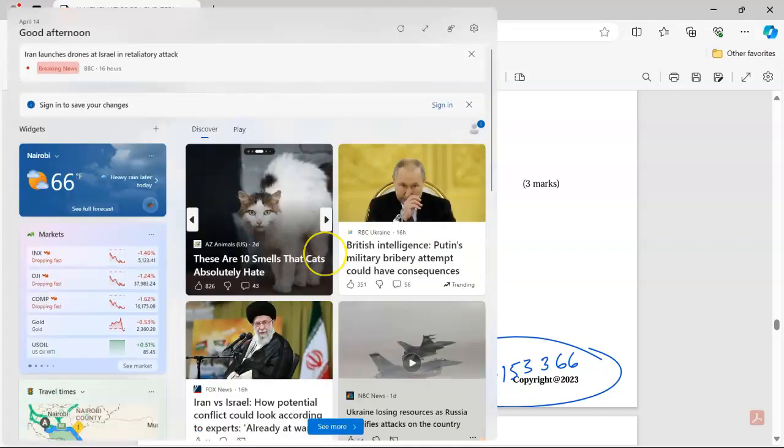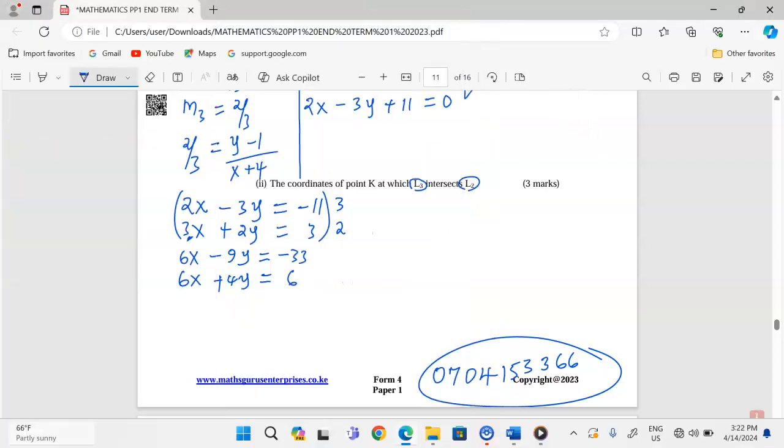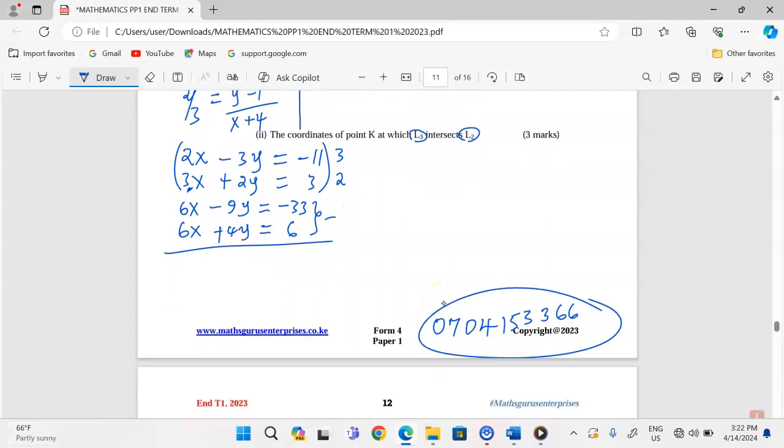So we are talking of subtraction now. We're going to subtract the corresponding terms downwards. I can start with 6x minus 6x, which becomes 0. -9y minus 4y becomes -13y. This is equivalent to -39. So to remain with y, we get a positive 3.